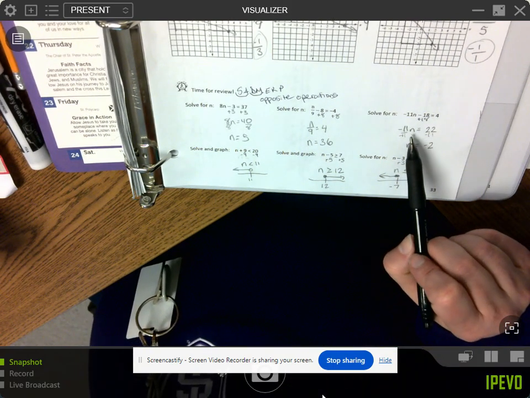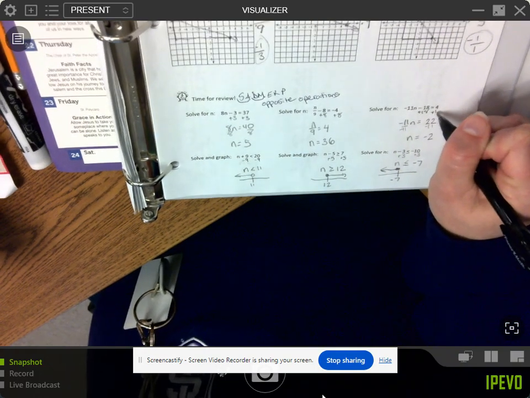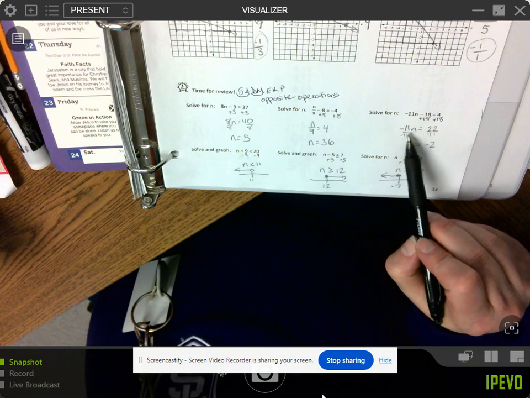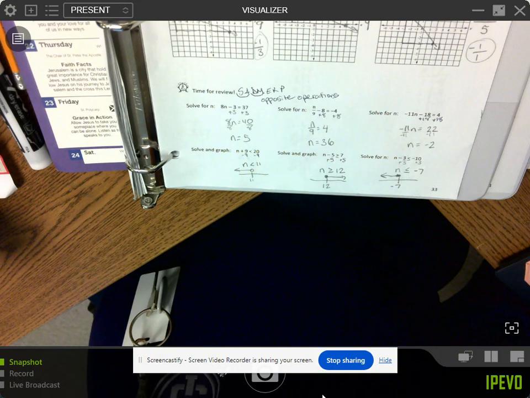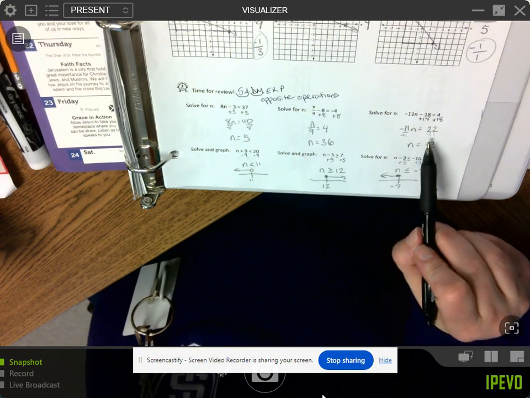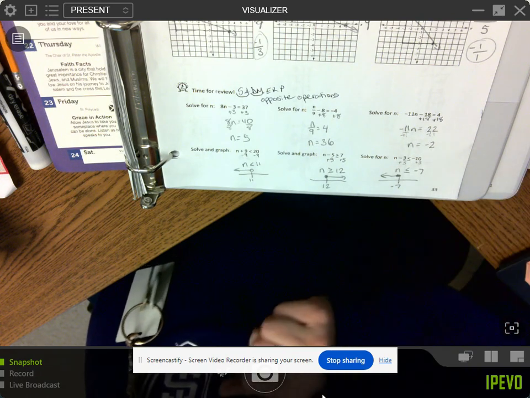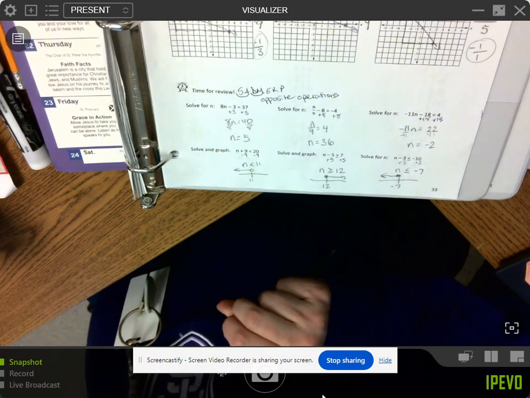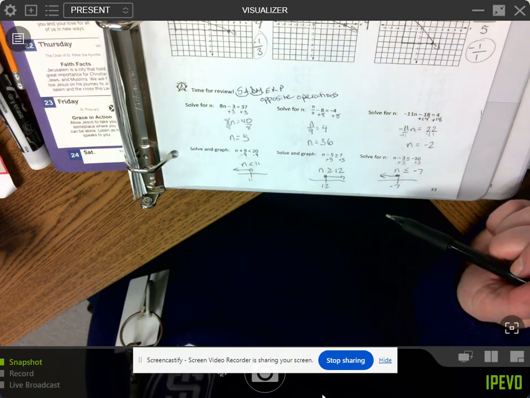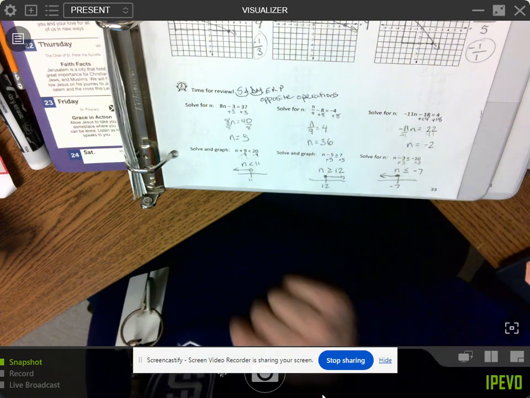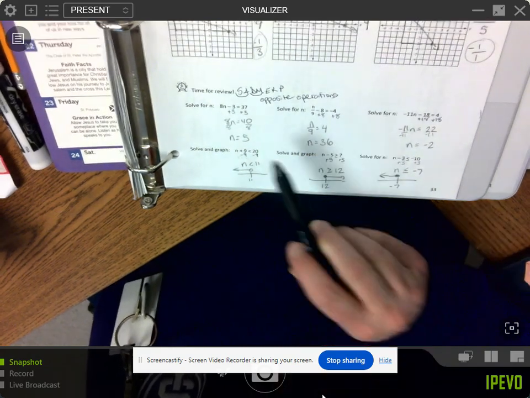And our second one, I was subtracting 18, so I need to add 18 to both sides. So I have negative 11 times n equals 22. So since I was multiplying by negative 11, I need to divide by negative 11. 22 divided by negative 11 gives me n equals negative 2. So you have to remember your positive and negative rules when we're multiplying and dividing. So if you put just a positive 2, it would be wrong. It has to be negative. Any questions on those three?